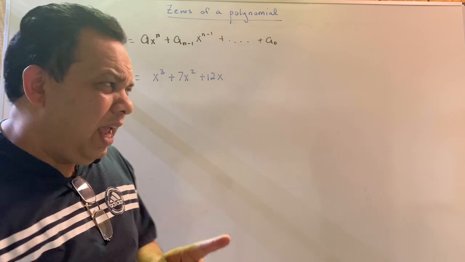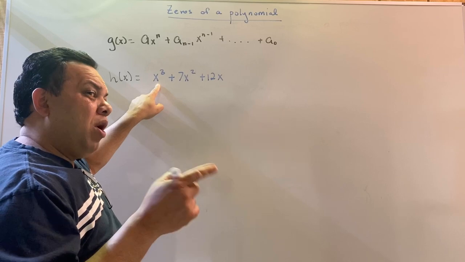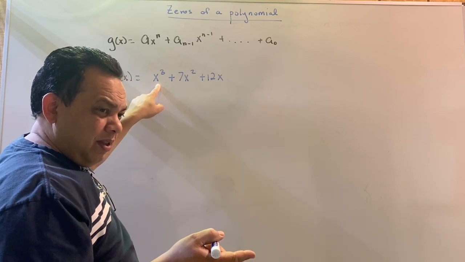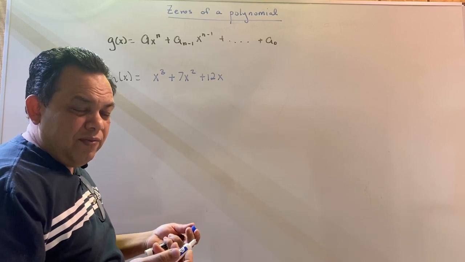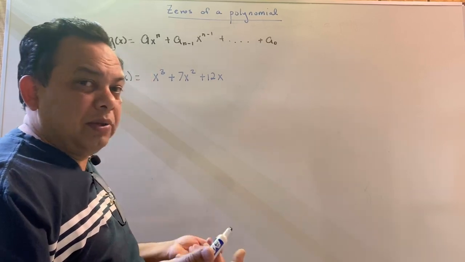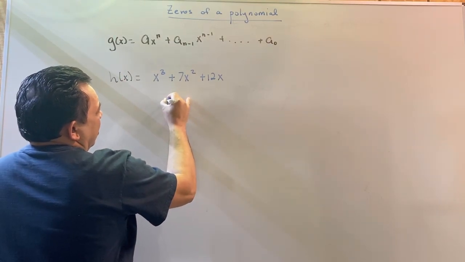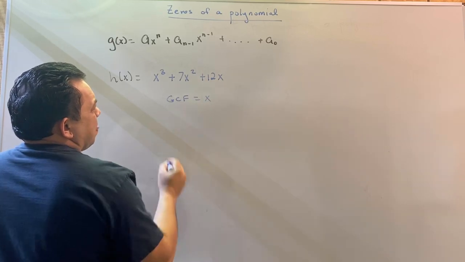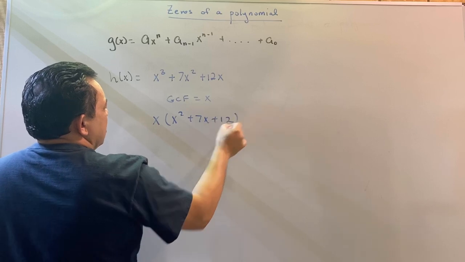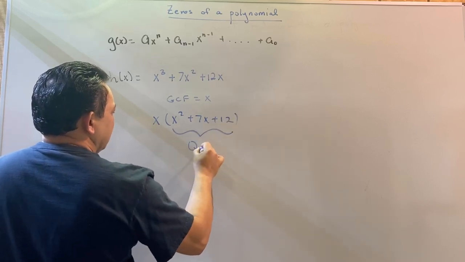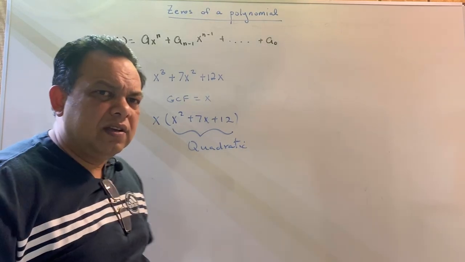But if there is a way I can rewrite this polynomial as a product of polynomials, factoring, where one of the factors is a quadratic, I'll be able to solve this. Hence, notice that we have a greatest common factor of x. So if you take out x, we have x squared plus 7x plus 12. Now this is quadratic, so you can solve this.